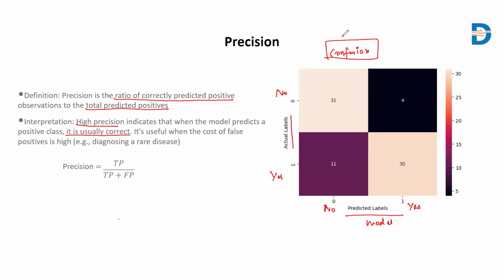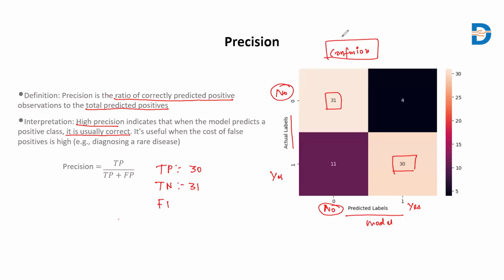There are some concepts that we have to be clear about. First is true positive. When the actual is yes, that is, there are totally 30 people who have heart disease, and our model has also predicted it right, this comes under true positive. When the actual label is yes and the predicted label is also yes, that is a true positive. So here true positive is 30. Then true negative is when the actual label is no and our predicted label is also no. So here we have 31.